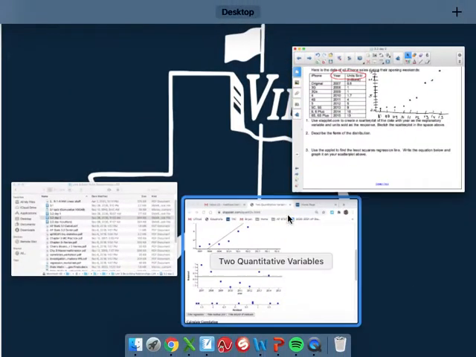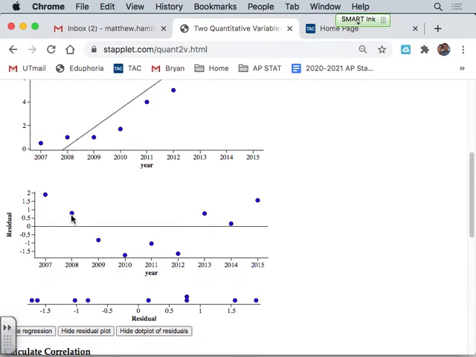On number 5 as well, you should be able to hover. You could calculate each of these by hand, but you could also hover over the dot, and it says the year 2007, the residual is 1.898. The year 2008, the residual is 0.793. Just a little helpful hint there if you didn't see it. It gives you the residuals on each of those.